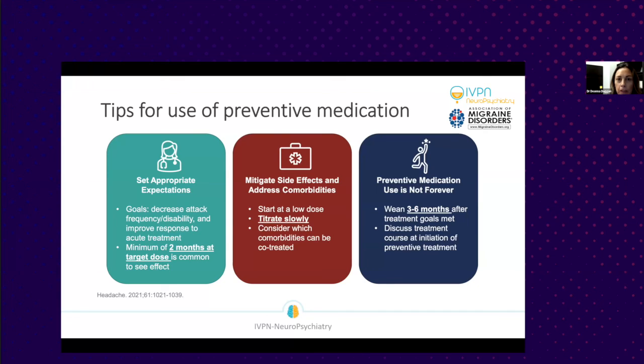We also want to be forthcoming about possible side effects, and to mitigate those from being intolerable, we titrate slowly. And then the goal is, if we can get the migraine frequency stabilized, eventually over time to try to wean off the medication. This isn't a medicine that we intend for them to take forever or for the rest of their lives. Next slide.